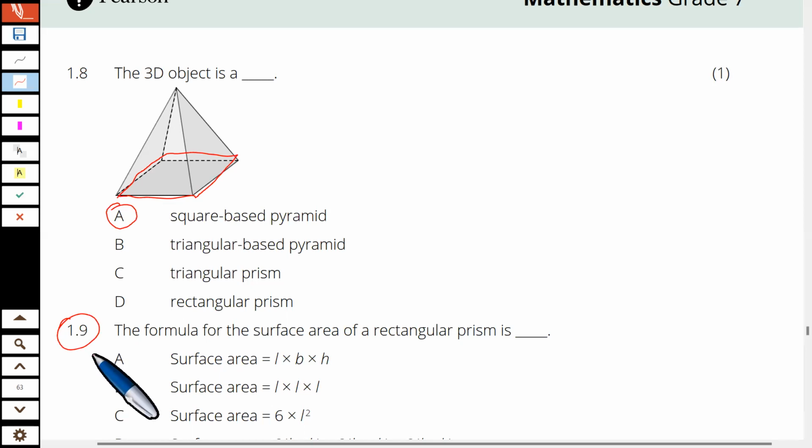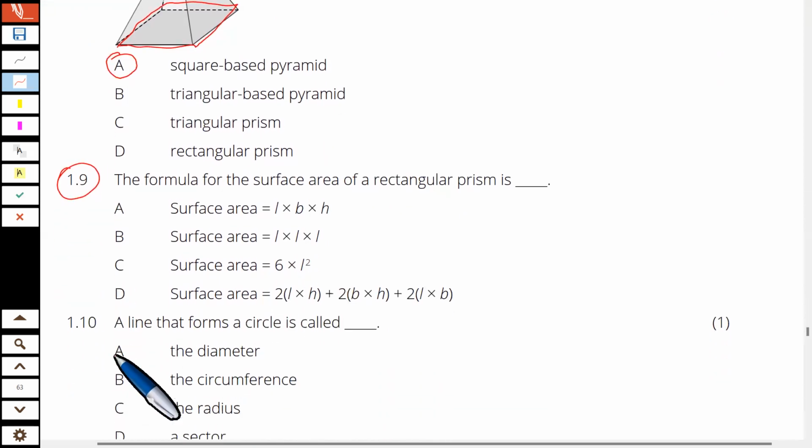1.9. The formula for the surface area of a rectangular prism is what in 1.9? Is it length by breadth by height? Is it length by length by length? Is it 6 times the square of the length? Is it what is written in D? Which one? I'm giving you a minute to think about it, then you do corrections.